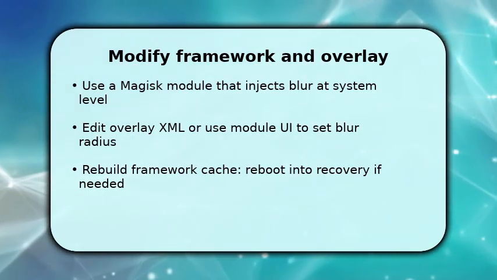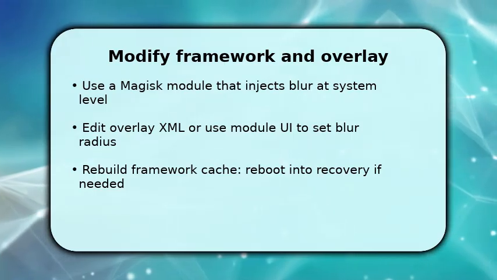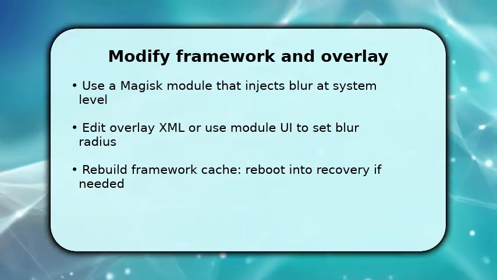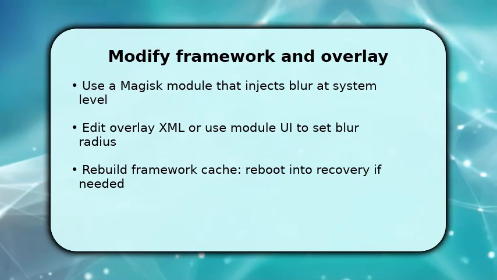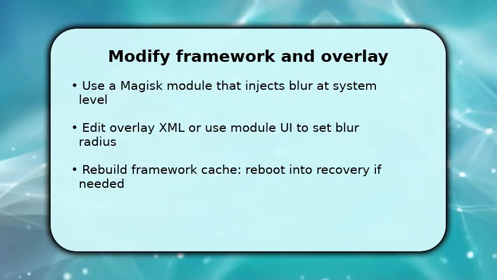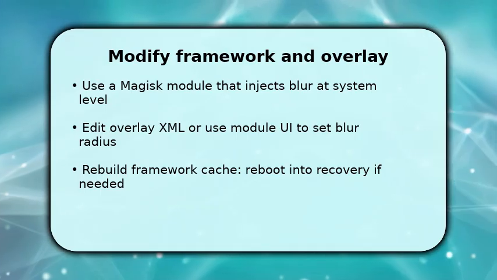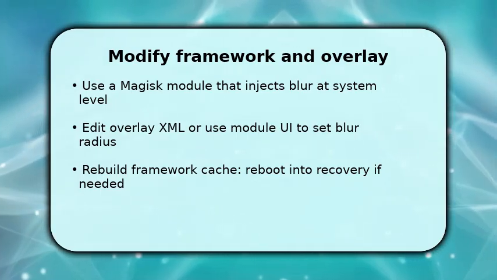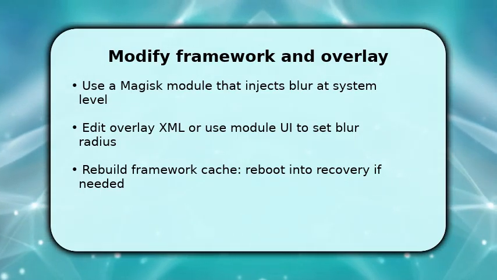Then open the module settings or edit the overlay XML to set the blur radius and tint. Higher values equal stronger blur. Once configured, clear the System UI cache or run framework rebuild commands. Then reboot so the changes are loaded and visible.